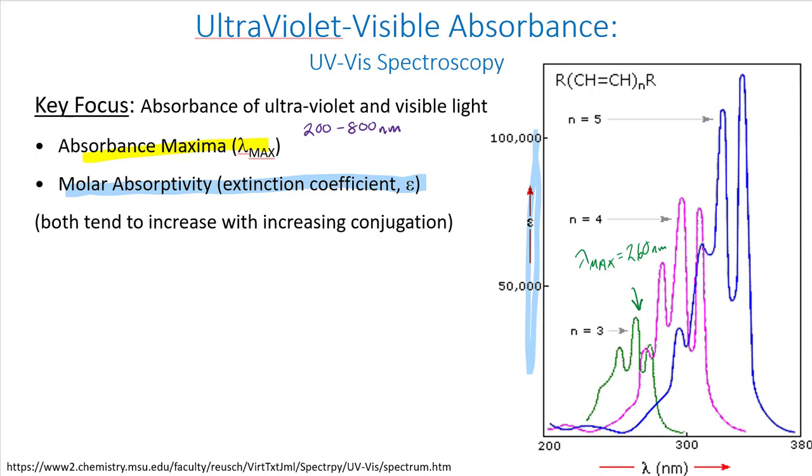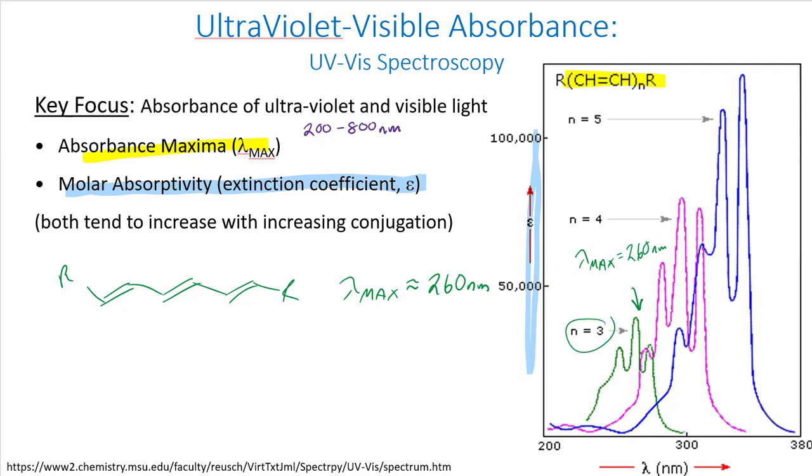Now, the one trend that we want to be aware of is that both of these things, the lambda max and the intensity of the absorbance, tend to increase with increasing conjugation. So here we're looking at an example of 3 different compounds containing multiple carbon-carbon pi bonds. One of them, the N=3 example, has 3 conjugated alkenes and some R groups at either end. And again, we noted the lambda max for that is about 260 nanometers.